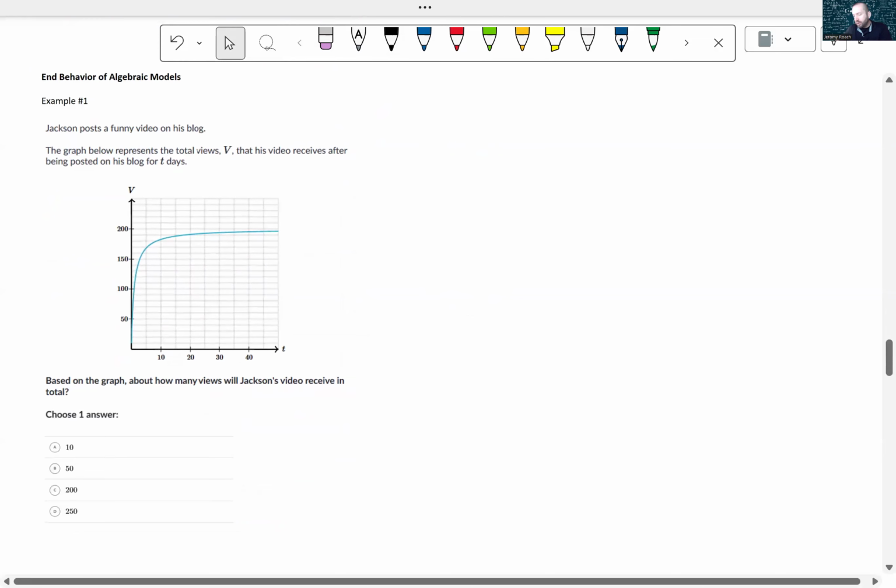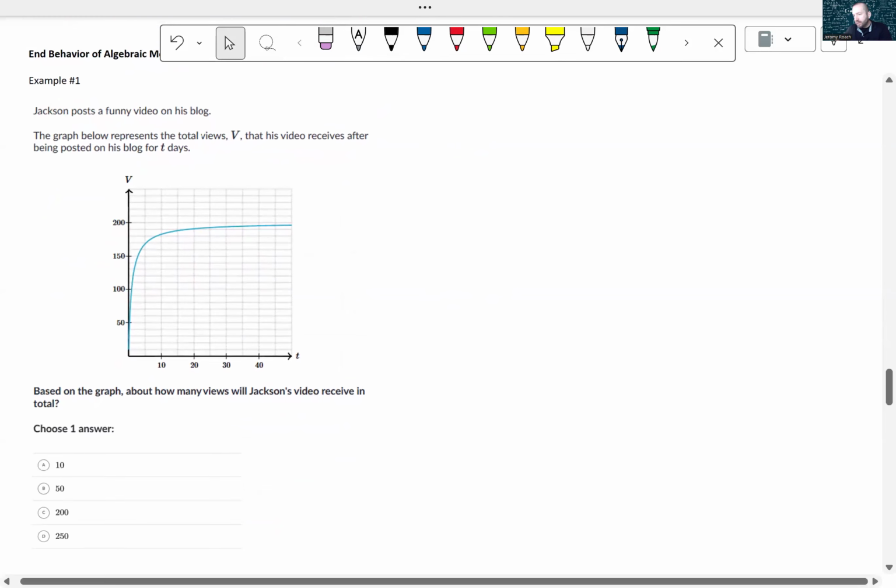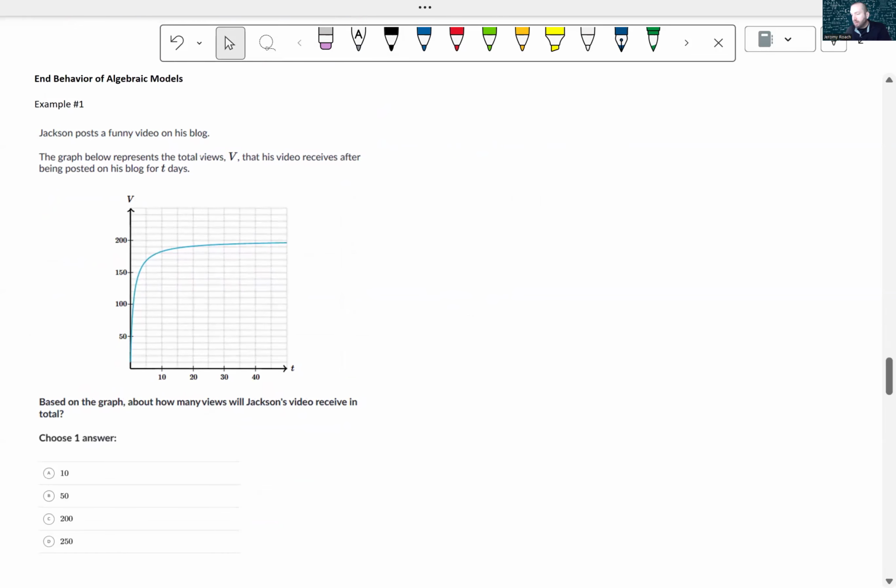End behavior is asking us what's happening at the end of the graph, or what the graph is approaching after a certain amount of time. It says this person posts a funny video on their blog, and V represents the total views that this person receives after it's been posted for T days. Based on the graph, we want to know how many views Jackson's video is going to receive in total.